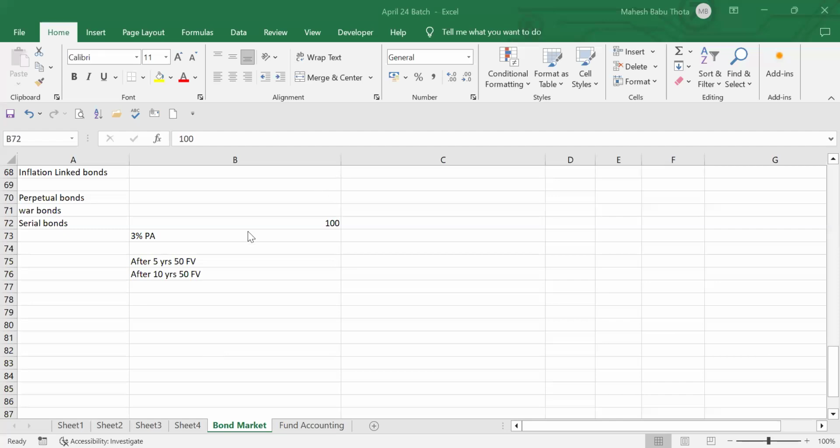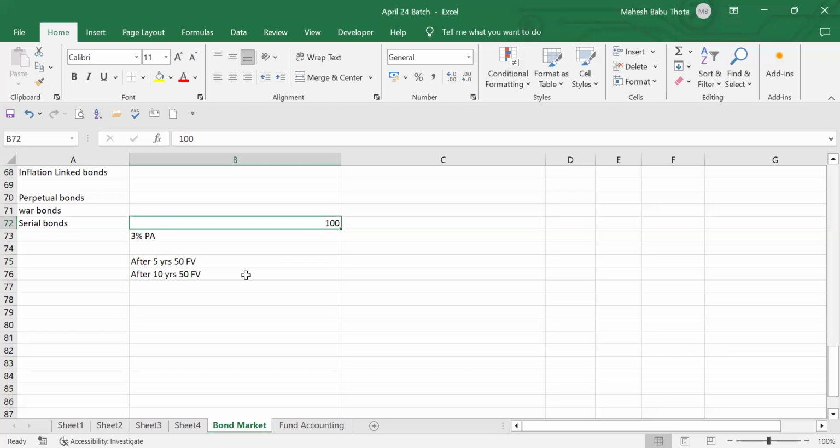Suppose the same example, we have 100 rupees. For the first 5 years, the 3% interest will be paid on the total 100 rupees. After paying 50 rupees face value to the investor in the 5th year, for the next 5 years the interest payment will be done on the remaining face value of 50 rupees only. The 3% interest amount will be paid on the remaining outstanding balance of 50 rupees only. That is called serial bonds.